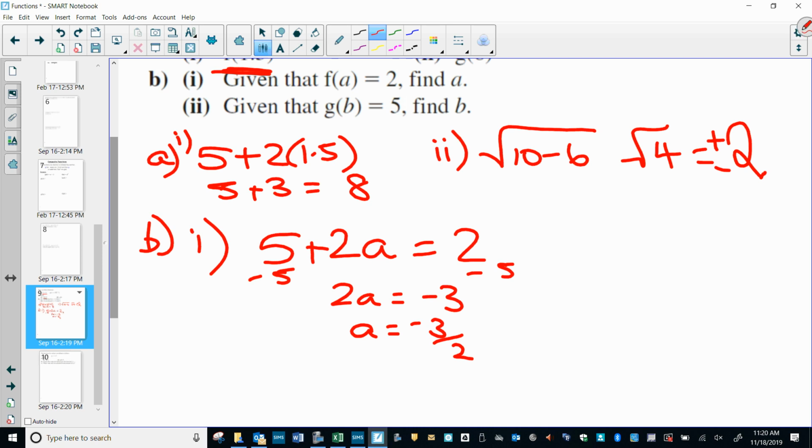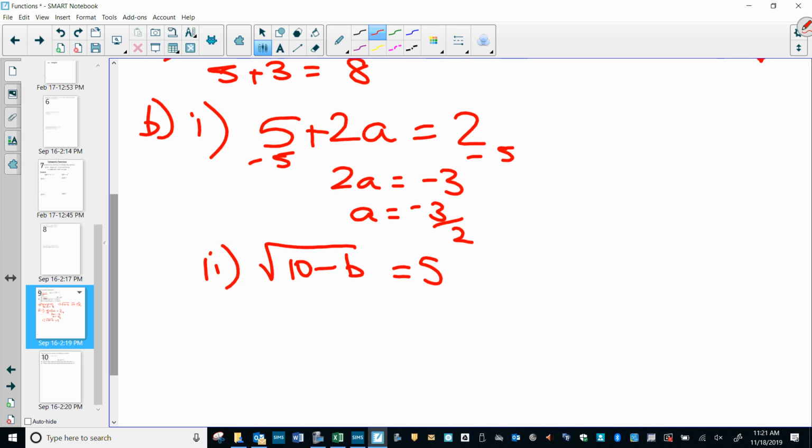And then part 2, very similar. Given that g of b equals 5, find b. So we know that the square root of 10 subtract b, I'm trying to make it not look like a 6, is equal to 5. How do we solve this? What's the first thing we need to do? Square root of 10 minus b equals 5. Yeah, that's what we've got on the board. No, that's good that you got that. What do we do now?